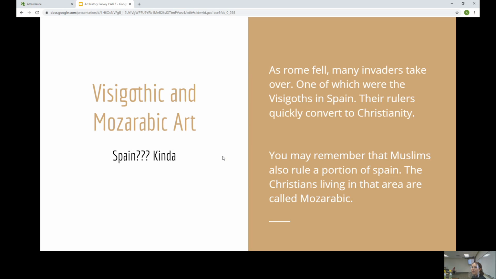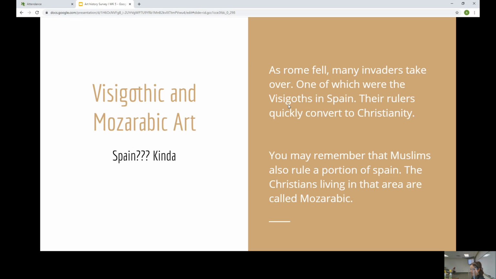After the fall of Rome, many invaders, of course, take over. In Spain, one of those invaders that takes over that northern portion is the Visigoths, who sound really, really cool. Their name does anyways. They are Christian. They weren't originally Christian, but they quickly converted to Christianity right after taking over Spain. So we're going to see some more Christian art.